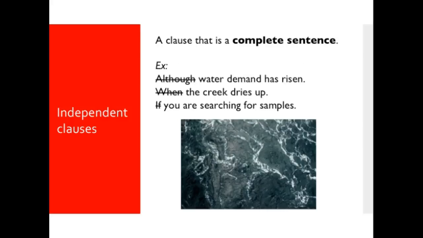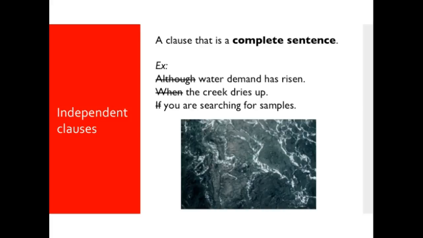Conversely, independent clauses are complete sentences. So they don't start with a word that creates the premise for more information. And to turn any of those dependent clauses from the previous slide into independent clauses, all we have to do is cross out the first word. Water demand has risen. That is a viable short sentence. The creek dries up. You are searching for samples. All of these are very simple independent clauses as well as complete sentences.